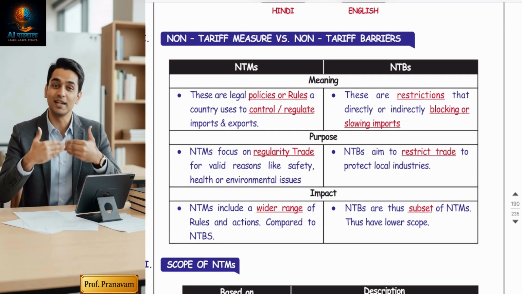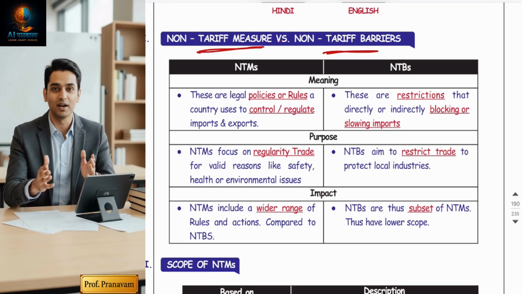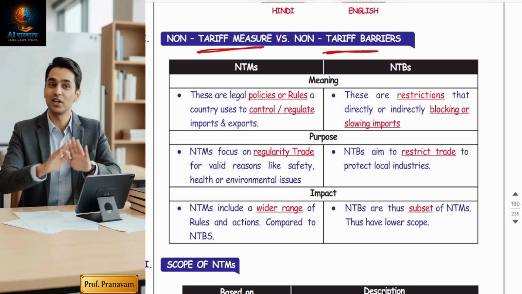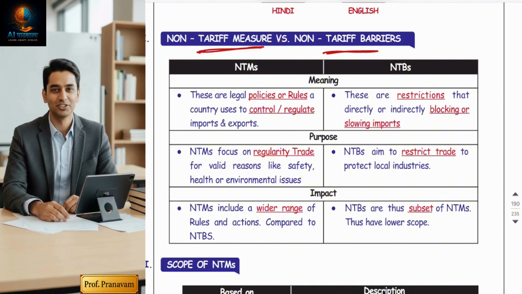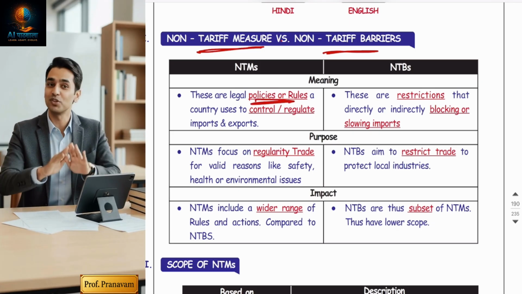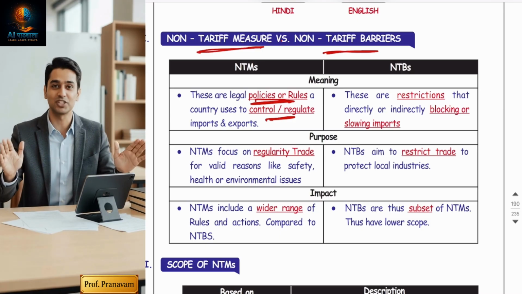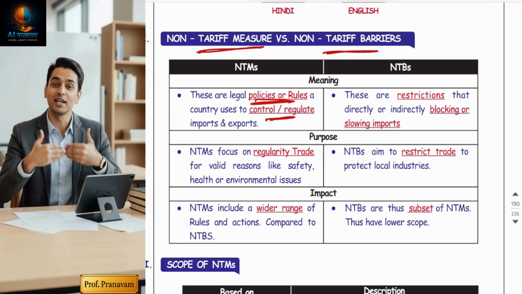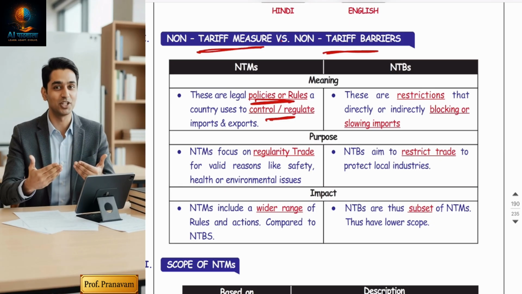The first part is you should understand the difference between non-tariff measures and non-tariff barriers. That is NTMs and NTBs. This is the first and the most important clarity point, guys. Now, first let's understand non-tariff measures. So I can say that non-tariff measures are legal policies, rules, regulations made by a country to control or regulate imports and exports. So non-tariff measures are nothing but laws, rules and regulations which are made to control or restrict the imports as well as exports.